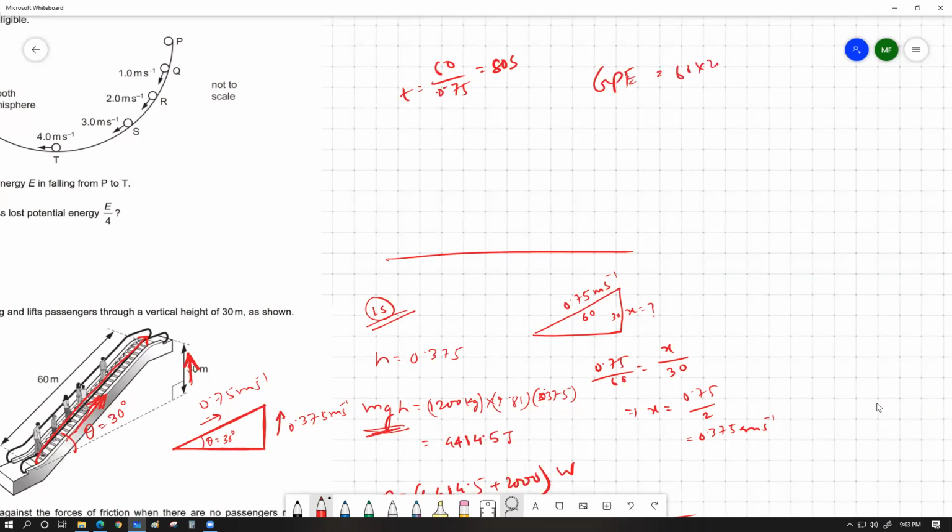60 passengers into 20, that's the total mass, into 9.81 into 30, the total height, total vertical height. Total GP gain এতটুকু হলো, এটা তুমি বের করলা। Therefore, power required for the passengers সেটা হবে কত? এই পুরোটা ডিভাইড বাই 80 সেকেন্ড। ওখান থেকে তুমি যদি ক্যালকুলেট করো 4414.5 এটাই পাবা। করে দেখো কত আসে। জি স্যার, এটাই আছে। বুঝছো?